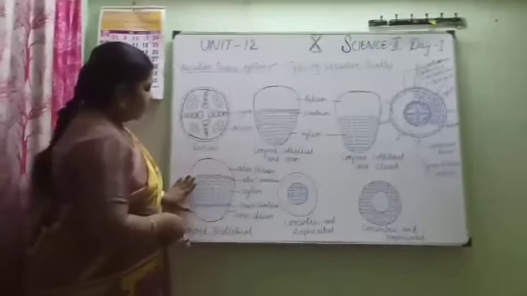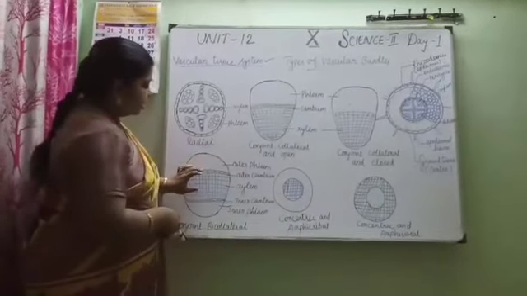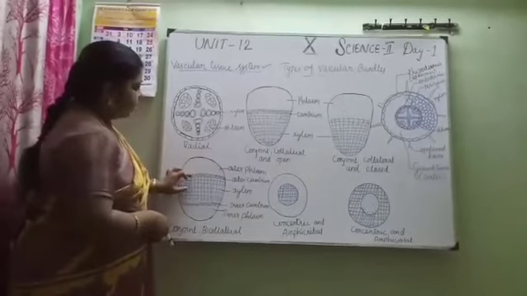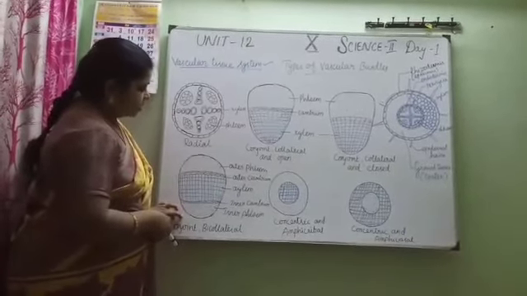Next, conjoined and bicollateral vascular bundle. In this type of bundle, phloem is present on both sides of the bundle, and on the inner side xylem is present. In between the phloem and the xylem, cambium tissue is present. This is called bicollateral vascular bundle.